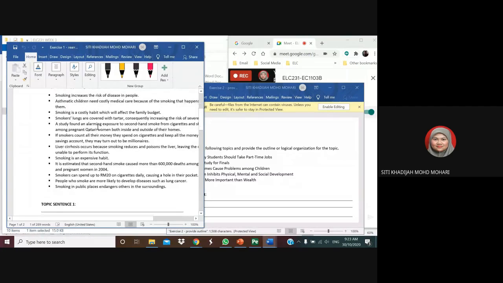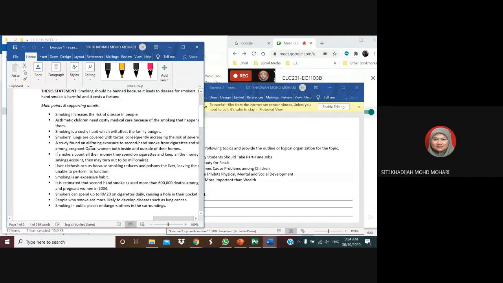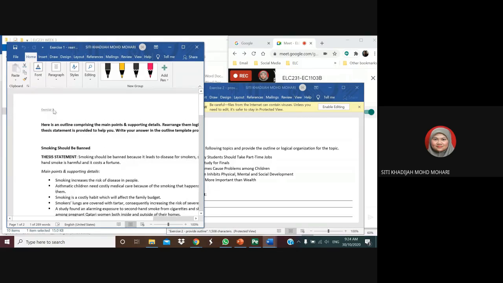You don't have to post it. Once you are done, you don't have to post it on the WhatsApp group. We are going to discuss this later during the Google Meet. You don't have to post because this is very easy. Exercise 1, don't have to post.